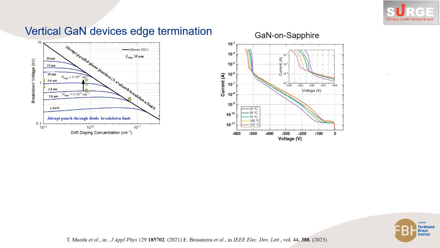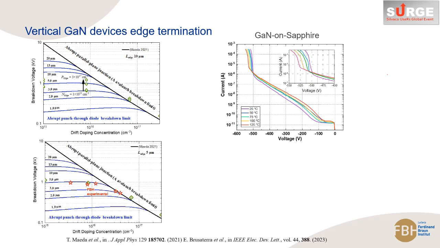To qualify the drift region epitaxial layers, we manufactured at FBH vertical GaN diodes on sapphire substrates. Here we can see diode reverse bias characterization as a function of the temperature. Clear avalanche behavior could be seen. Here we can compare both the experimental results and the simulation results to the theoretical analytical model.